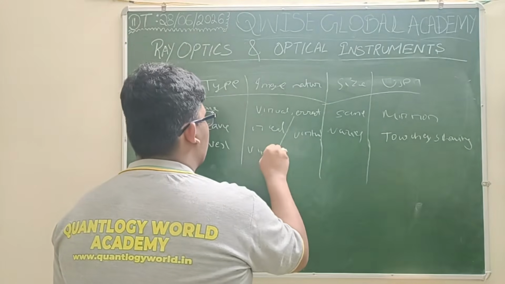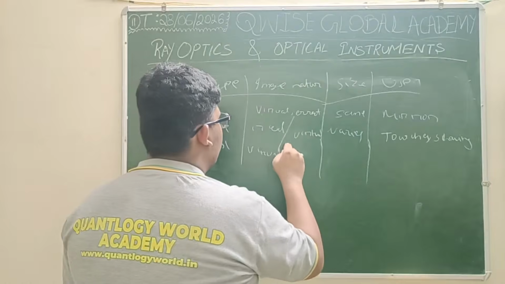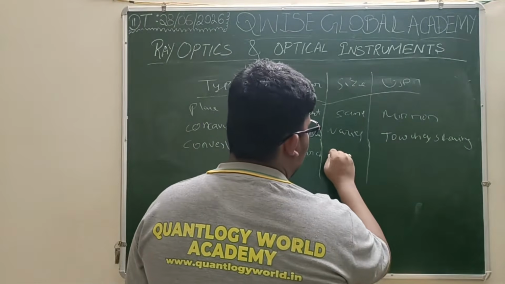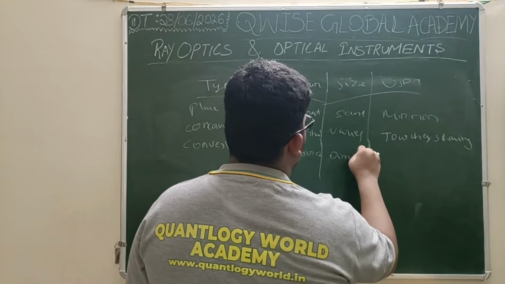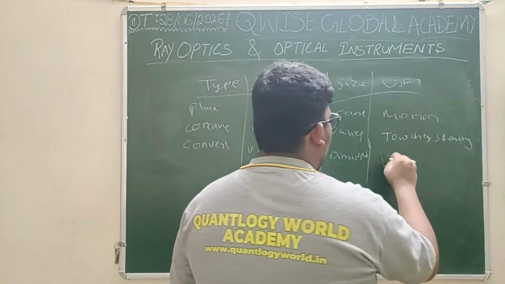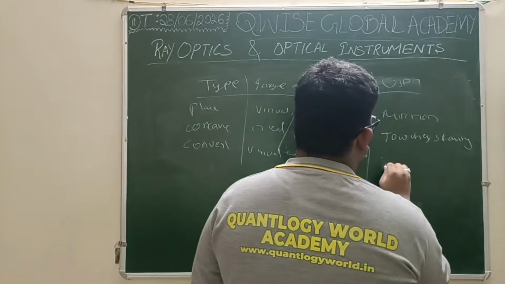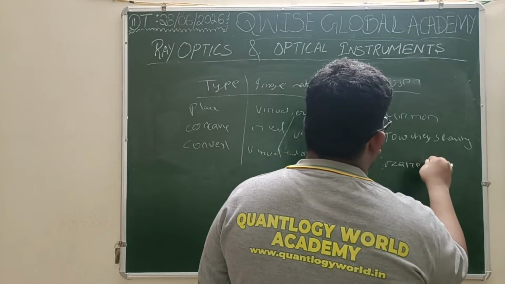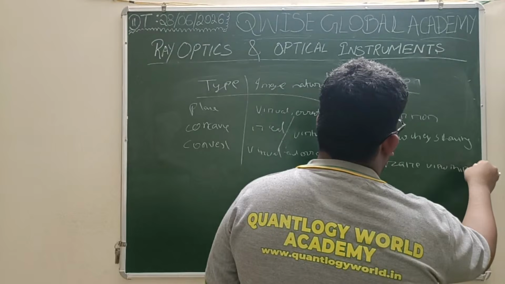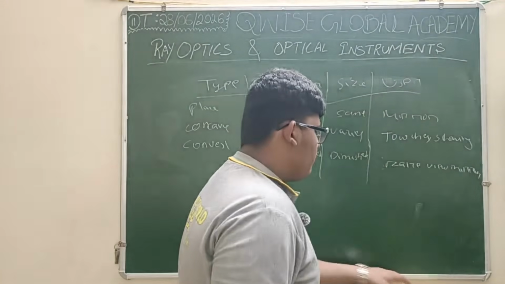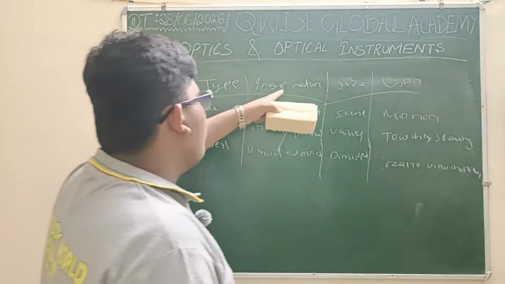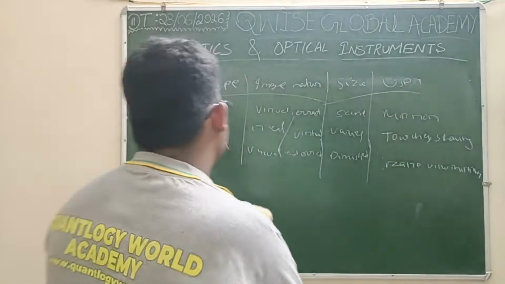Next is convex mirror. It produces only virtual and erect images. Size is diminished. Diminished means very small. Used in the rear view mirror of vehicles. So we have distinguished the types of mirror in the categories of image nature, size and uses.